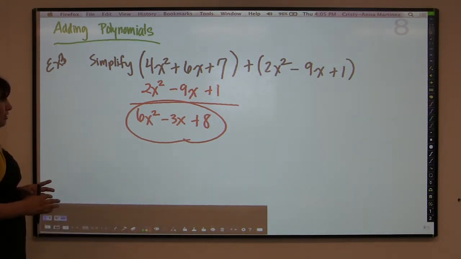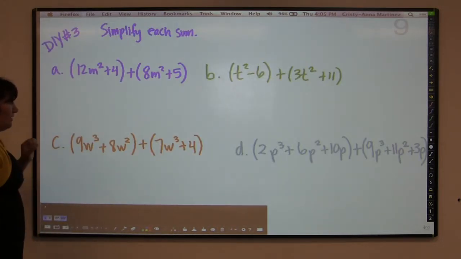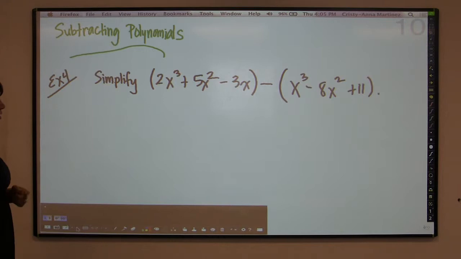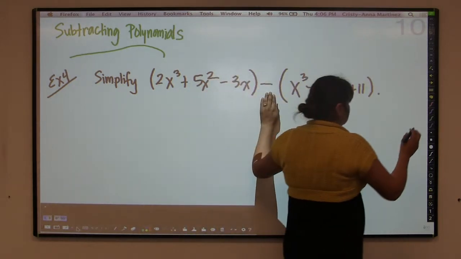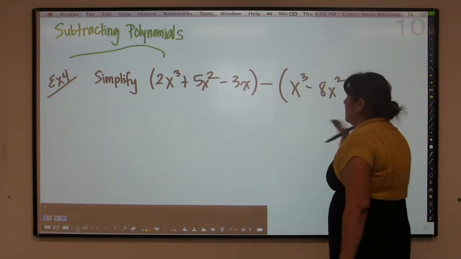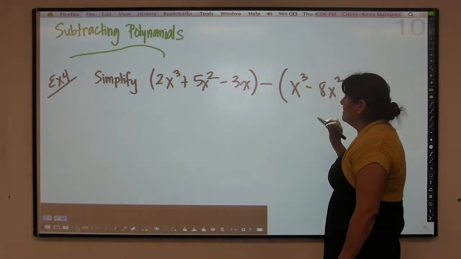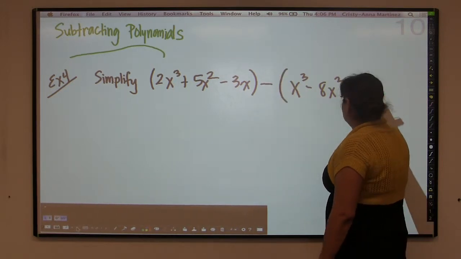So when you're adding polynomials, it's not very complicated. All you have to do is add the like terms. So now you can try these. And then we will do our last example, which is subtracting polynomials. Now this one can get a little bit trickier because of this minus. When you have a plus and you distribute the plus to everything, it doesn't change the numbers. But with negatives, it does. You do have to distribute the negative to everything that's inside these parentheses.